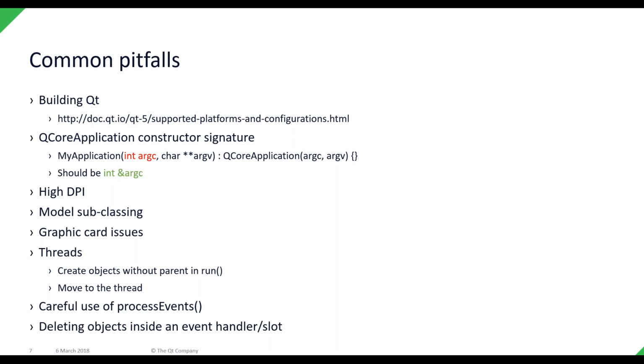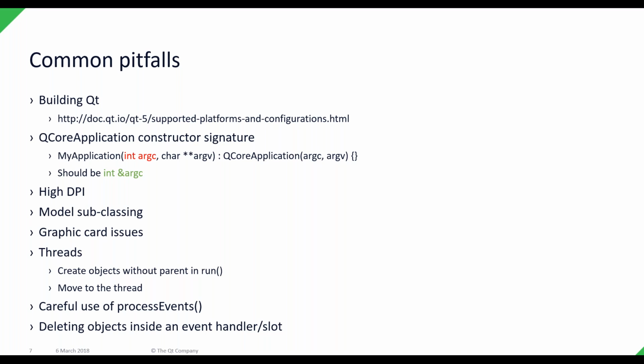So when it comes to building Qt itself, it's very useful to double check the supported platforms and configurations page, especially when it comes to the compilers that are supported. We do test with those specific compilers. Although some older versions may work and newer versions may work, it's a good idea to at least make sure you are using the ones that are supported, because these are the ones we know work.